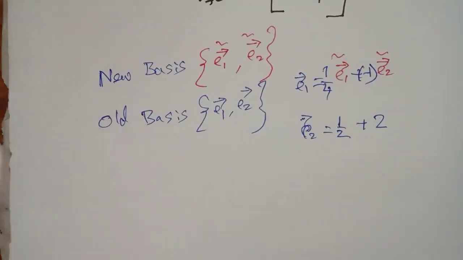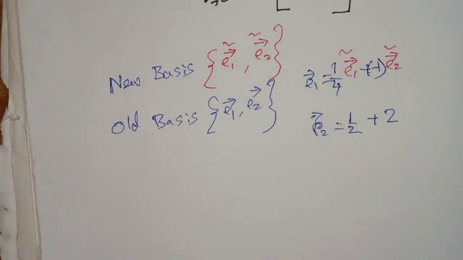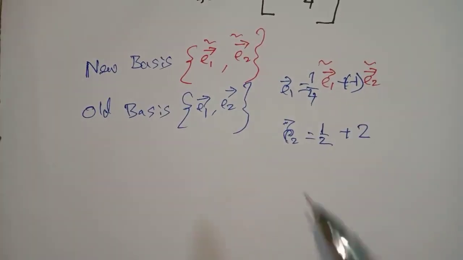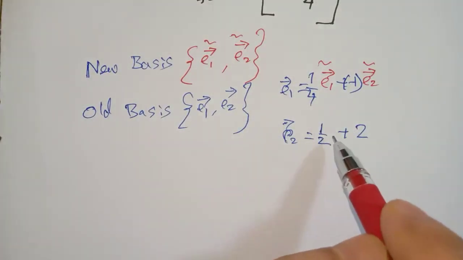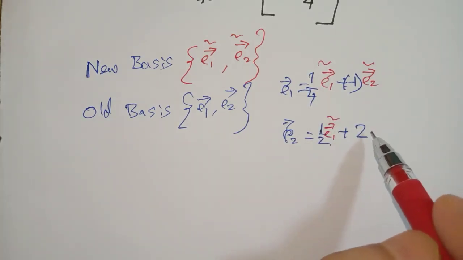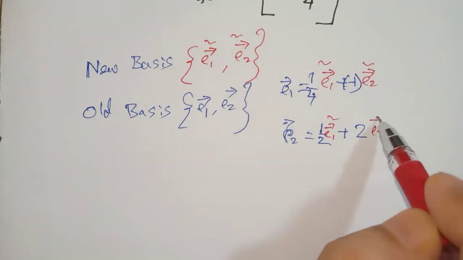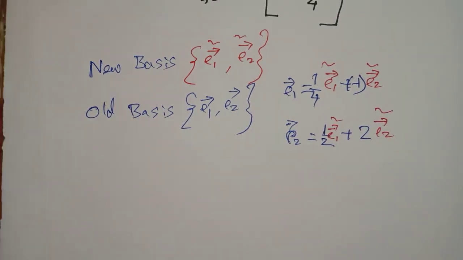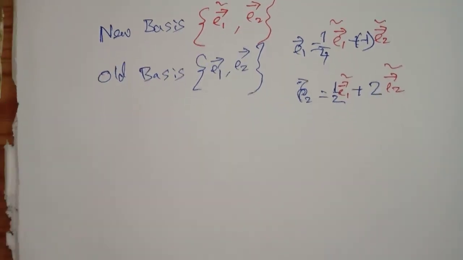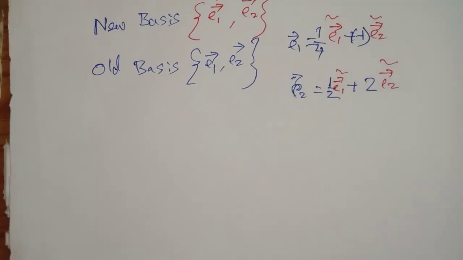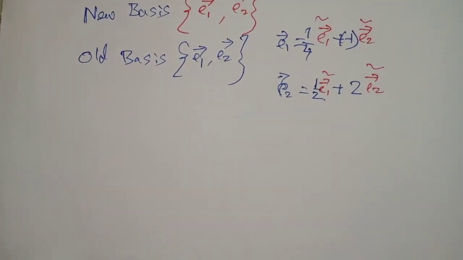So let me write it over here. We need half of E1 tilde, plus 2 of E2 tilde, right? So that comprises E1 and E2. So again, what we have done is that we have done a backward transformation. So what we can do over here is that, let me set the paper for you.